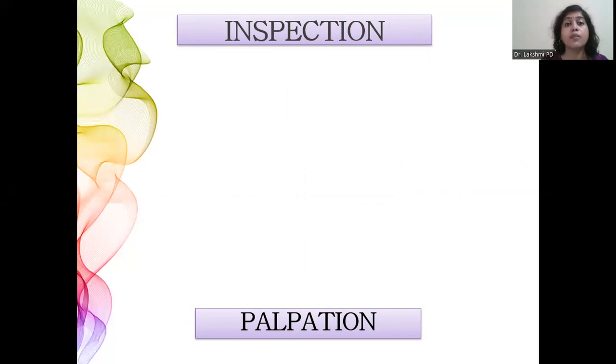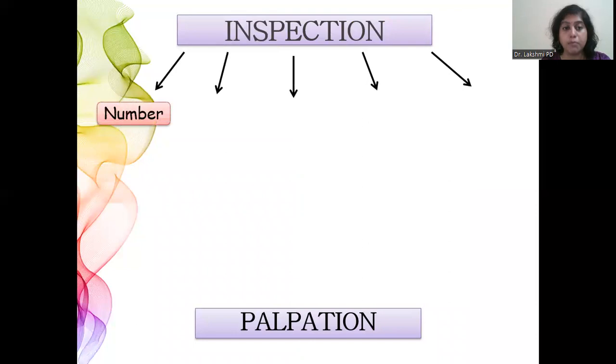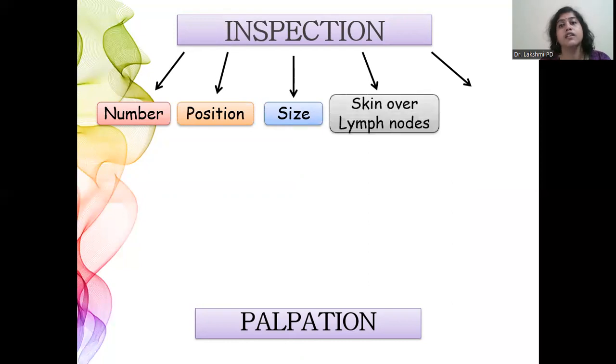But what are the points that you're supposed to be inspecting and what are the points that you're supposed to be palpating is what I'm going to be telling you next. Always inspection is followed by palpation. In inspection, you're supposed to be checking for the number of lymph nodes that are visibly enlarged, the position of the enlarged lymph nodes, the size, whether the skin over the lymph nodes is erythematous or there's some sort of discharge from there, and if there are any pressure effects because of these enlarged lymph nodes.